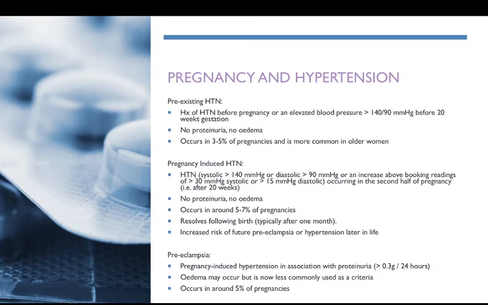This occurs in around 5 to 7% of pregnancies, and typically it resolves after birth, around a month after. However, this increases your risk of future preeclampsia in the pregnancy and hypertension later on in life. So preeclampsia is pregnancy-induced hypertension with proteinuria, so more than 0.3 grams in a 24-hour period of proteinuria. Edema may also occur, but it's not included in the criteria for preeclampsia anymore because it's quite non-specific. Like a lot of women get edema during pregnancy. And preeclampsia occurs in around 5% of pregnancies.